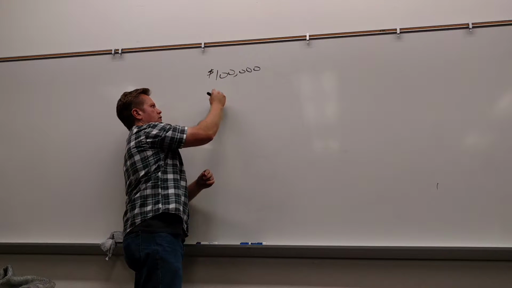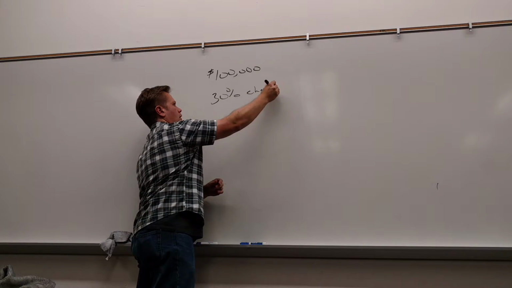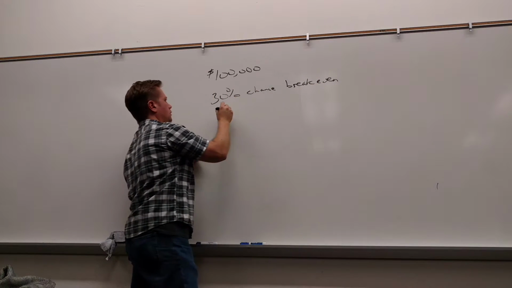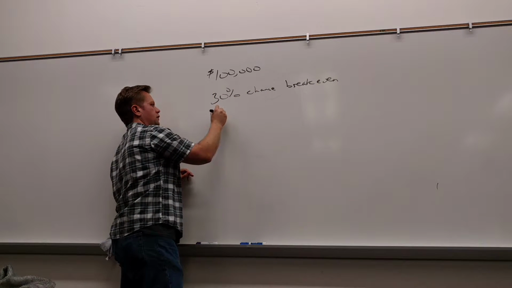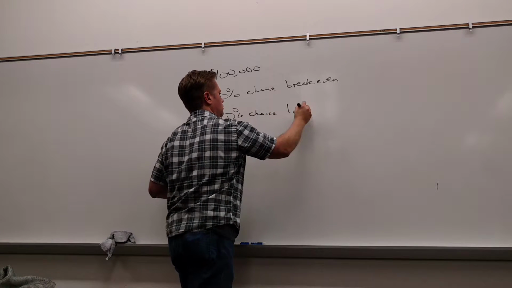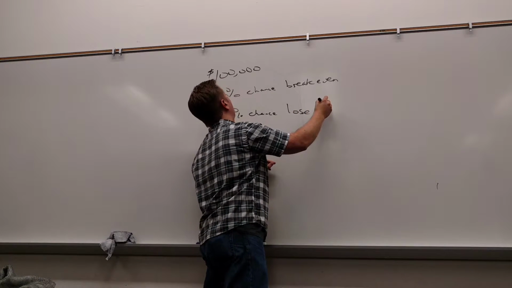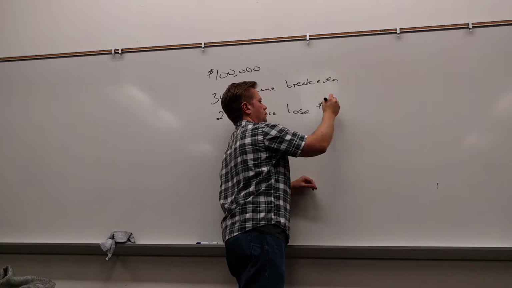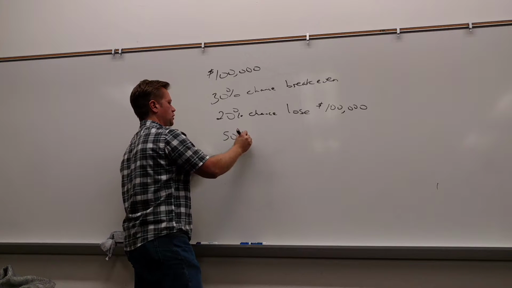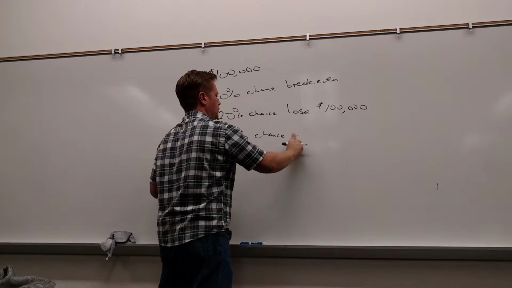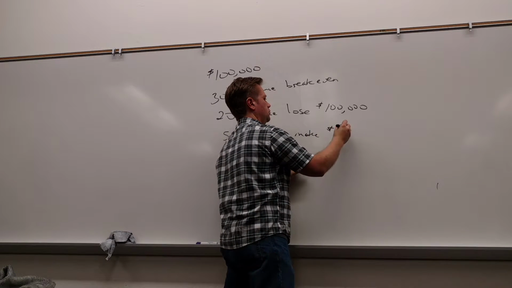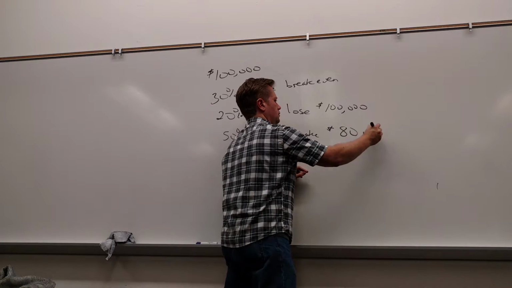And let's say they figured out that there's a 30% chance you'll break even. There's a 20% chance you'll lose all of it. And then there's a 50% chance you'll make $80,000 in profit.